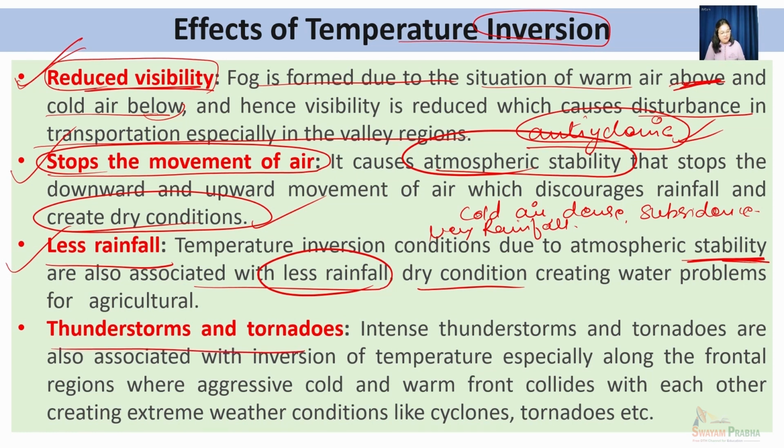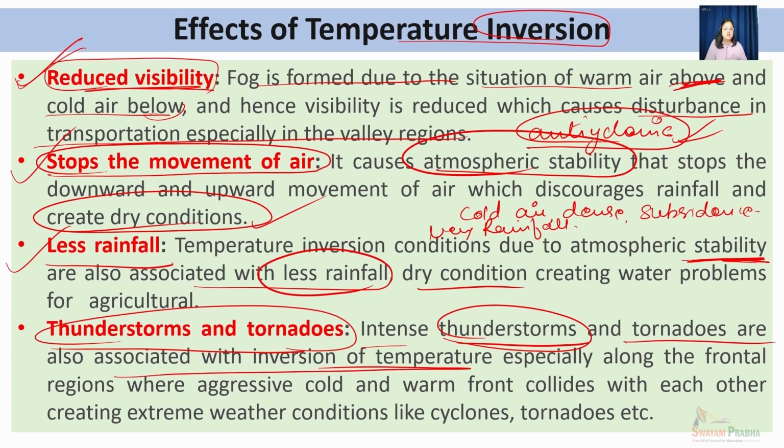The last effect of temperature inversion is associated with extreme weather patterns, extreme weather phenomena like intense thunderstorms, especially in the advectional type of temperature inversion, when two different types of big air masses are coming and colliding, having different properties. It may lead to thunderstorms and extreme weather events like tornadoes, which are associated with inversion of temperature, especially along the regions where the fronts are formed, in the areas where the advectional type of temperature inversion is taking place.